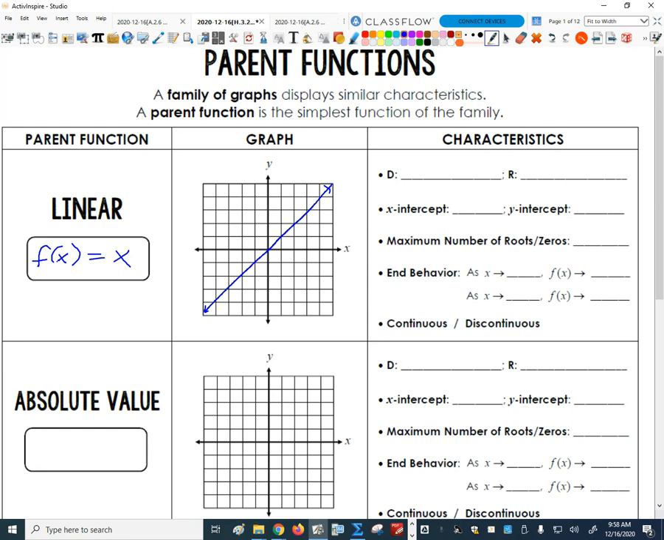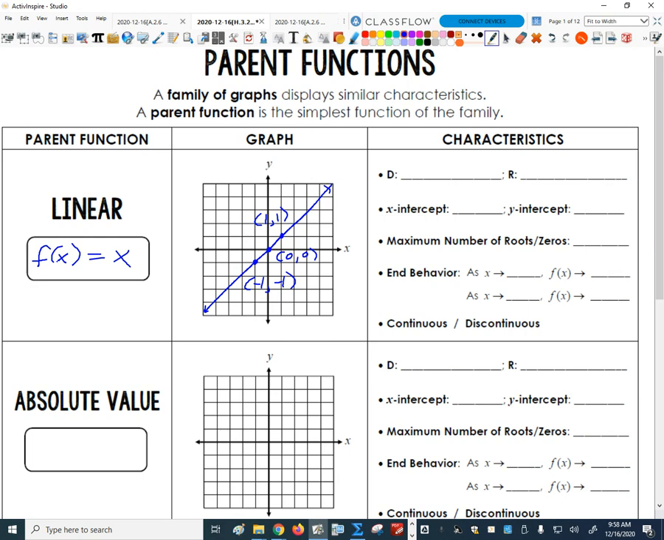The important points that it goes through, well, we know that this one goes through the origin, so it goes through the point (0, 0), it goes through the point (1, 1), and it goes through the point (-1, -1), right? So there's our picture with the key points.